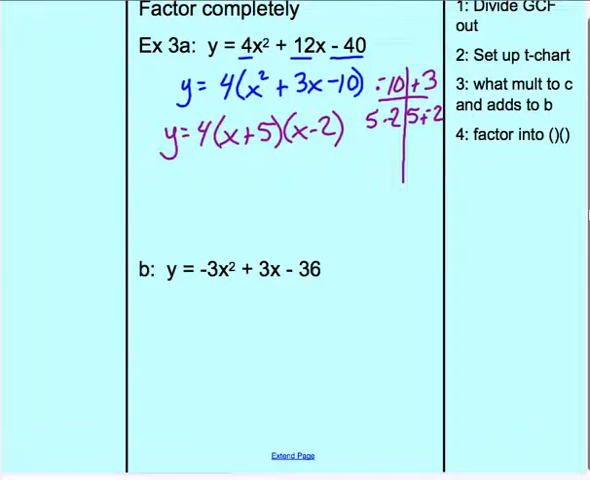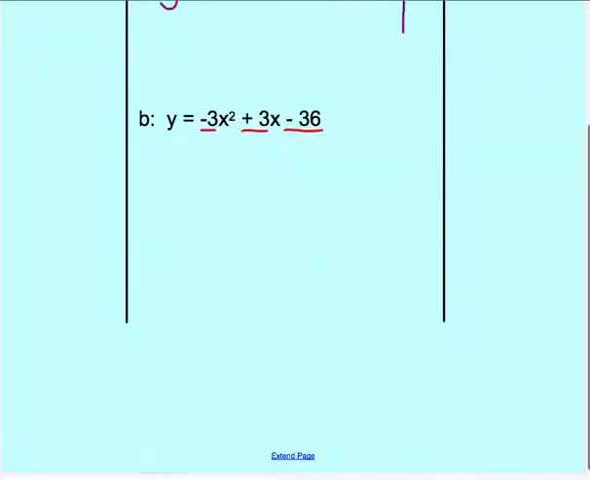Last example, GCF, what goes into -3, +3, and -36. Because I don't want my first term to be negative, I'm going to factor a -3 out instead of a +3. So -3x squared divided by -3 is x squared. 3x divided by -3 is -1x, or -x if you simplify it. And -36 divided by -3 is +12.